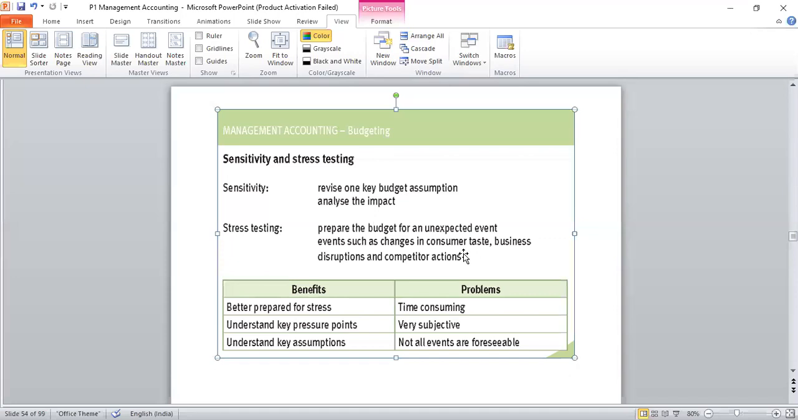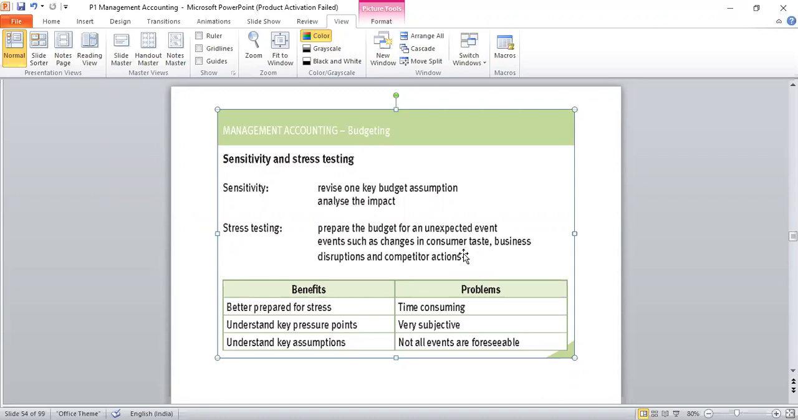So the benefits are: better prepared for stress, understand key pressure points, and understand key assumptions. So they understand the sensitivity part of it. I mean, how much can they bear the pressure, what are the pressure points in situations when there is stress, will they be able to manage that? So they are better prepared because there is already testing taken up. For that reason, that preparedness would be there.